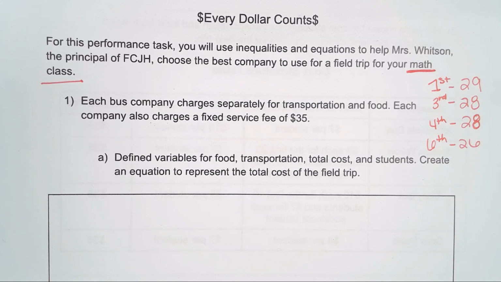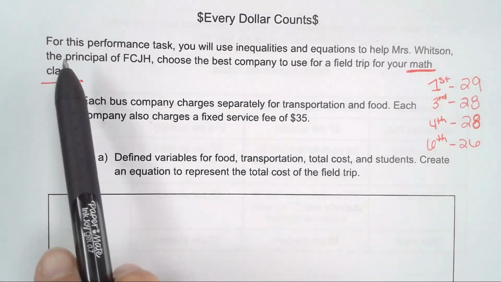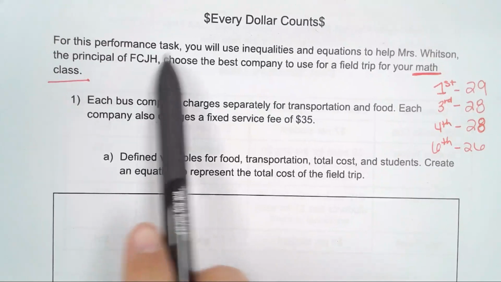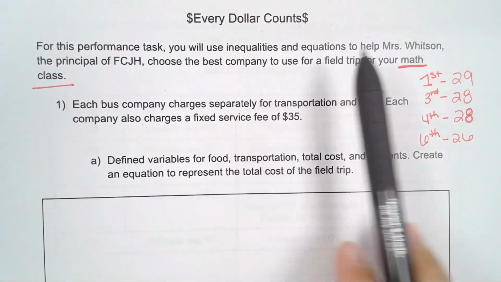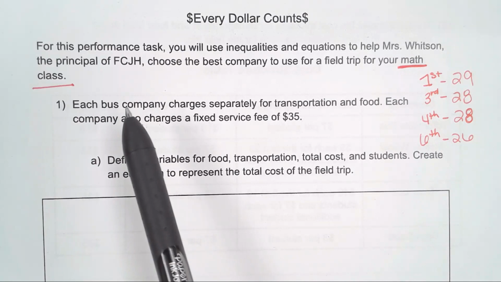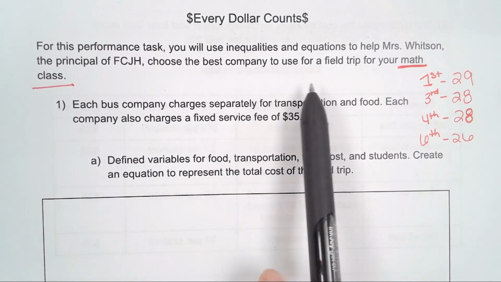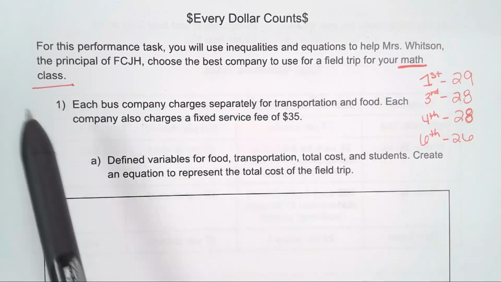I'm not doing the whole thing for you because I do want to see what you guys can do on your own, but I do want to go ahead and get you guys started. Okay, so the first thing, it says, for this performance task, you will use inequalities and equations to help Mrs. Whitson, the principal of FCJH, choose the best company to use for a field trip for your math class.